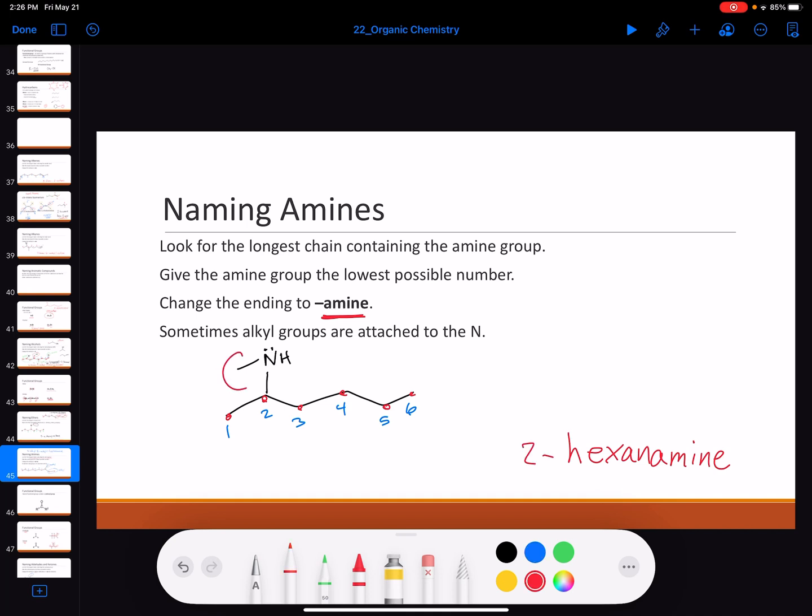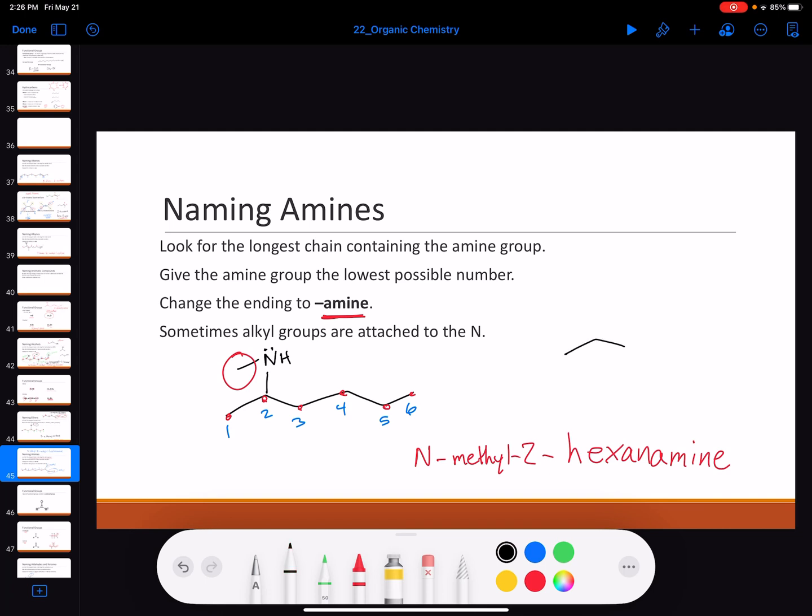Then notice that I've got a methyl group. The weird thing about this is the methyl group is not attached to the carbon chain. The methyl group is attached to the nitrogen. If it was attached over here, I would call that 5-methyl. But it's attached to the amine, so it's attached to the N, so I'm going to call it N-methyl. Again, if it's attached to a carbon in the chain, just give it a number, like a 5-methyl-2-hexanamine. But if it's attached to the nitrogen, just call it N-methyl.